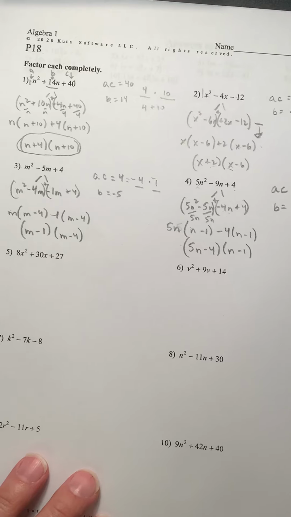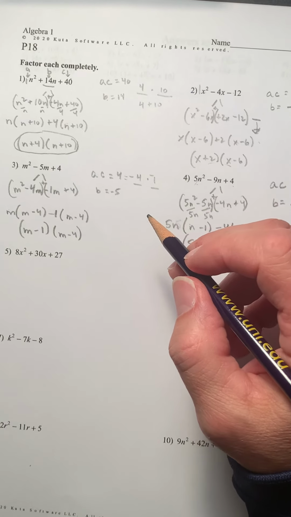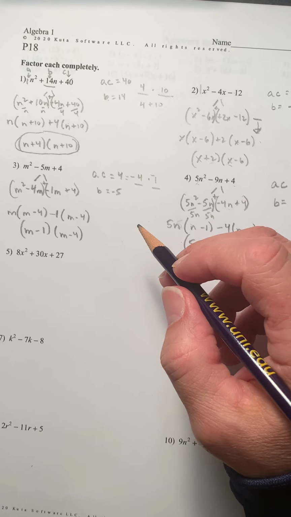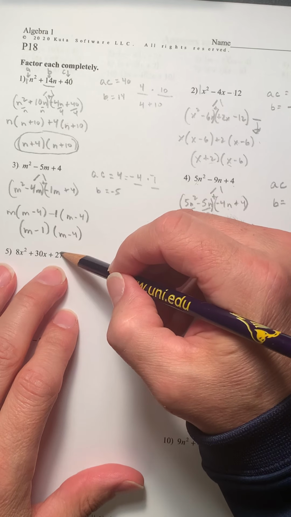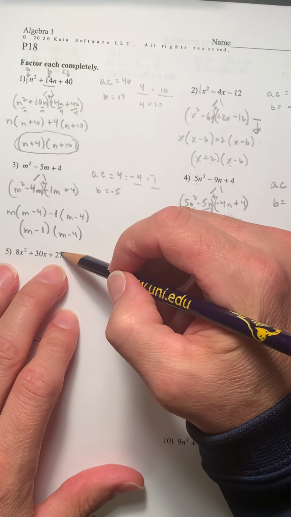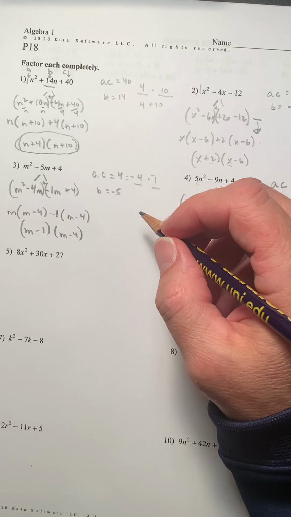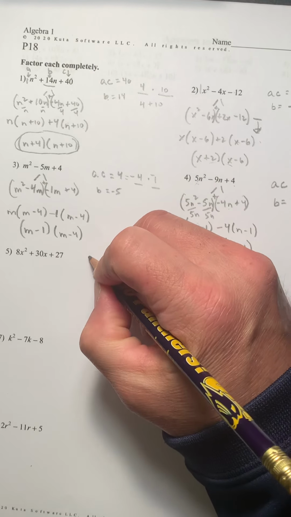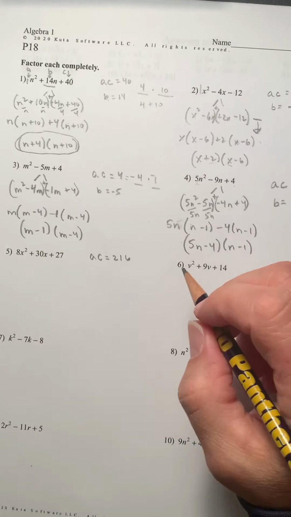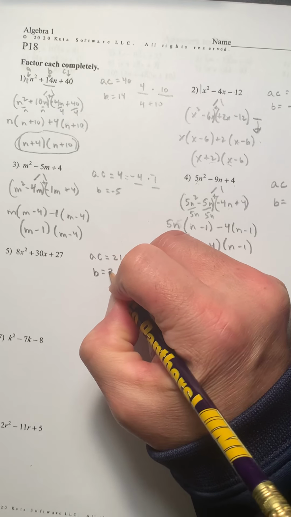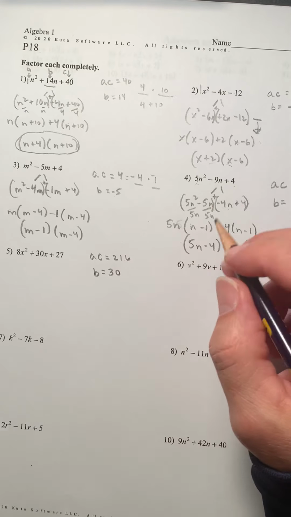All right. So I did put problems like question number 5 in there on purpose. When I go 8 times 27, all right, I know 8 times 20 is 160. 8 times 7 is 56. 160 plus 56 is 216. So my AC value is 216. You can always use a calculator to double check that. B is equal to 30.